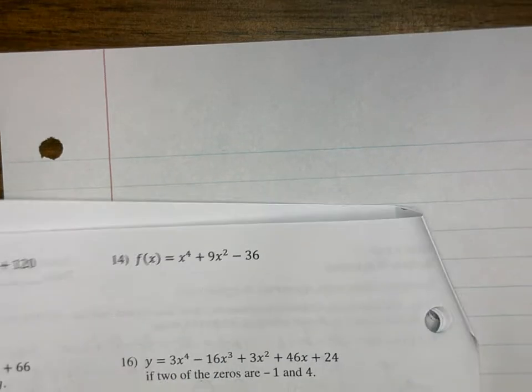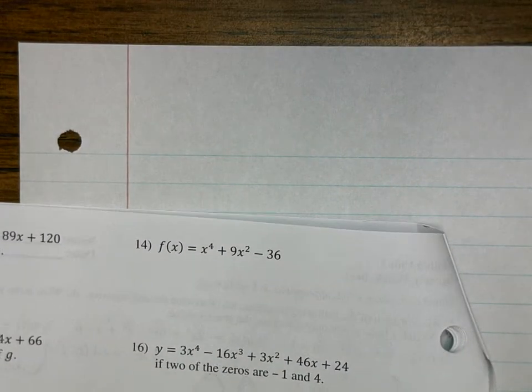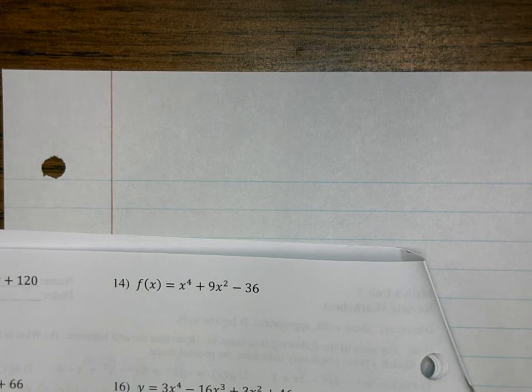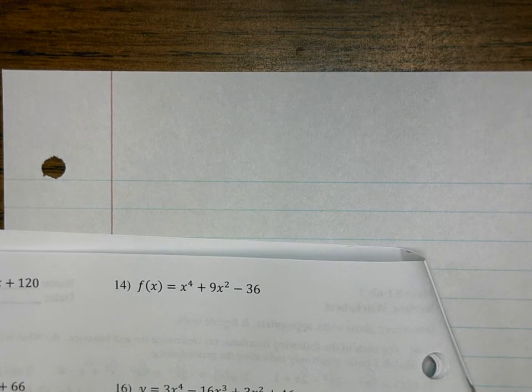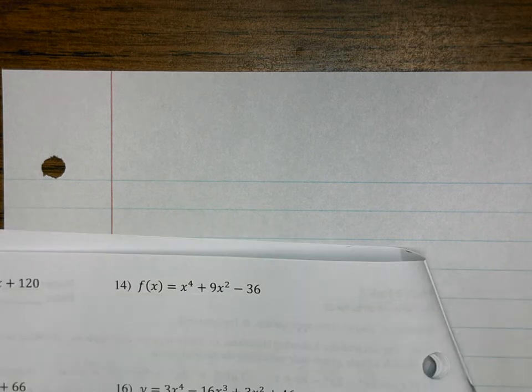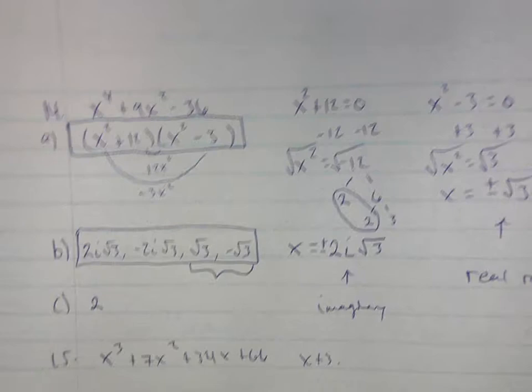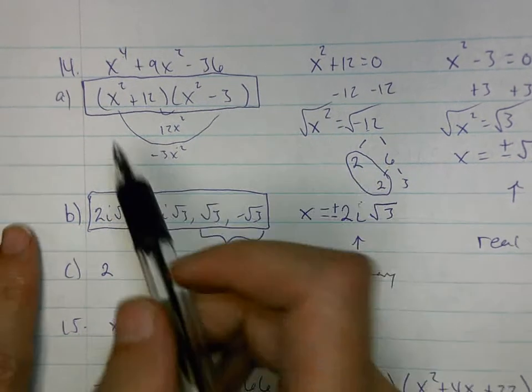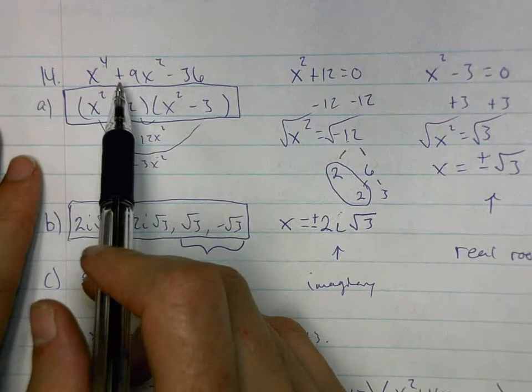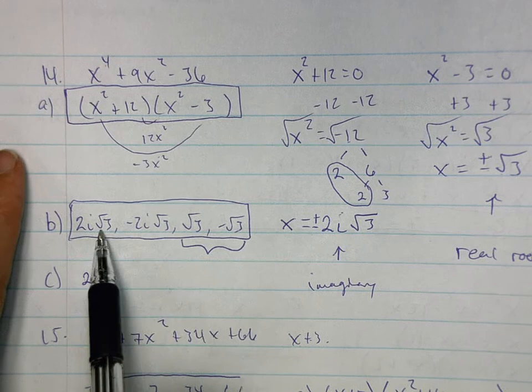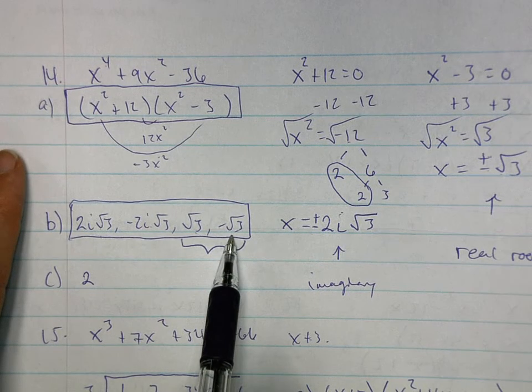Looking back to one of the ones that we did earlier. Number 14 was a 4th degree function, and it had 4 roots: 1, 2, 3, 4. However, it only had 2 x-intercepts because those two roots were imaginary.